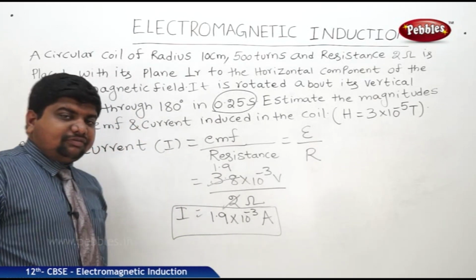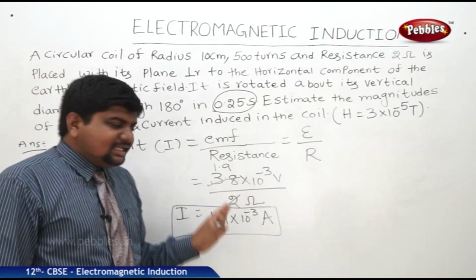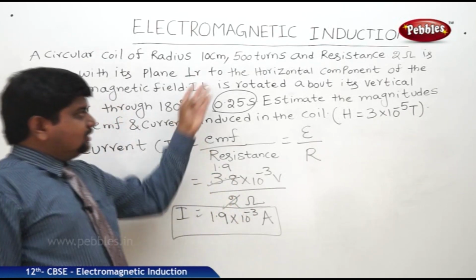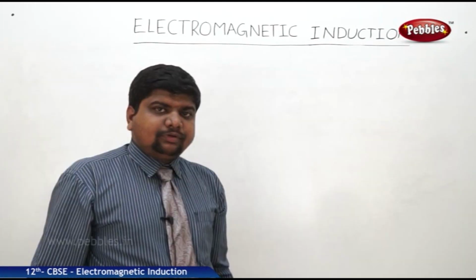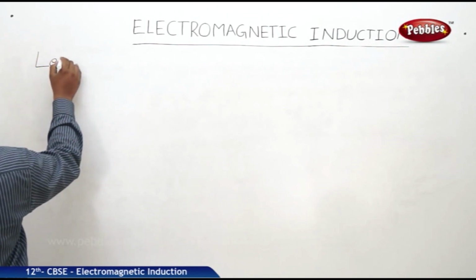So this will be the amount of current and this will be the amount of EMF. These values are simply assumed values. The instantaneous values will be different with respect to the speed of the flow of the electrons in the conducting coil. Now we are going to see Lenz's law and conservation of energy.